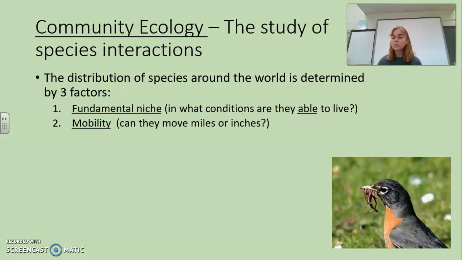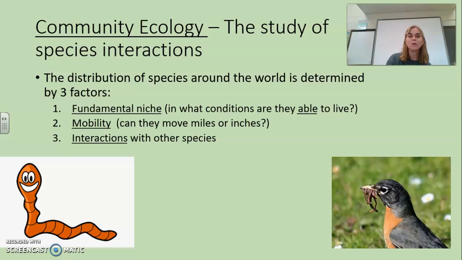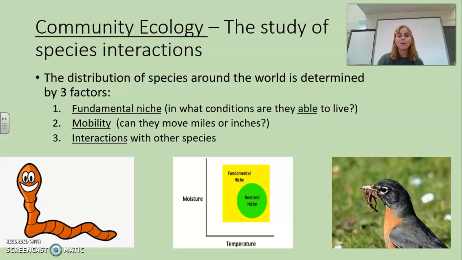Are they going to move inches during their lifetime? Are they going to move miles? And then finally, interactions with other species, which is going to be our focus. So if we look at, say, something like an earthworm, its fundamental niche, where are they able to live? Well, obviously they live underground, and underground there's going to be specific temperatures and moisture conditions that they're going to need. You don't see a lot of earthworms in the desert, all right? It's maybe too hot and it's definitely too dry, all right?